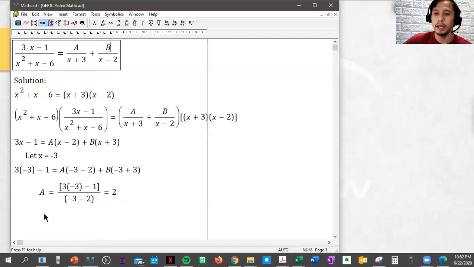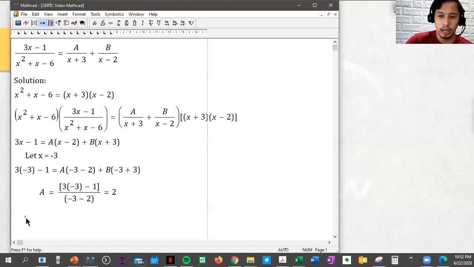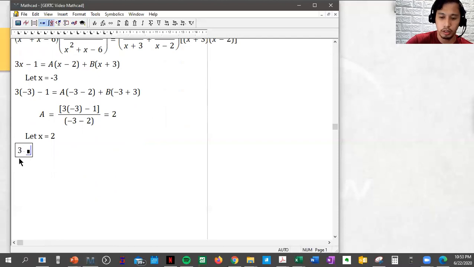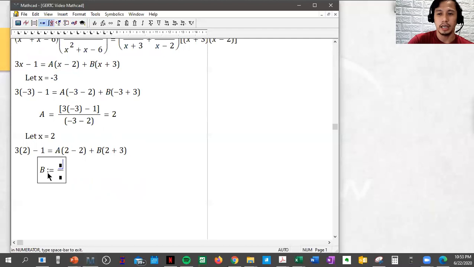Now, b naman. Okay? To solve for b, if balik tayo dito, now, to solve for this, pwede that we are to make x equal to 2. No? So that maging 0 ito, so that ma-ignore natin to. No? Let x equal to positive 2. Okay? So, upon doing so, 3 times 2 minus 1 is equal to a times x minus 2 or 2 minus 2 plus b times 2 plus 3. Okay? So, that makes this term 0. Ma-ignore natin yan. So, that b is equal to 3 times 2 minus 1 all over 2 plus 3. Okay? The 2 plus 3 is this. No? So, solving for it, that is equal to 1.